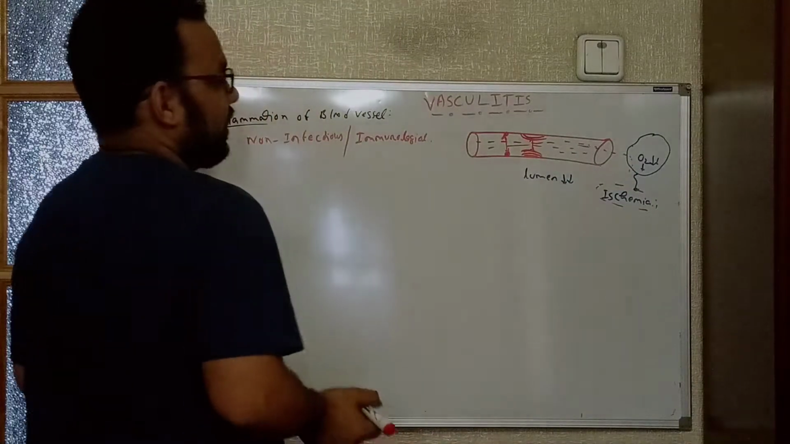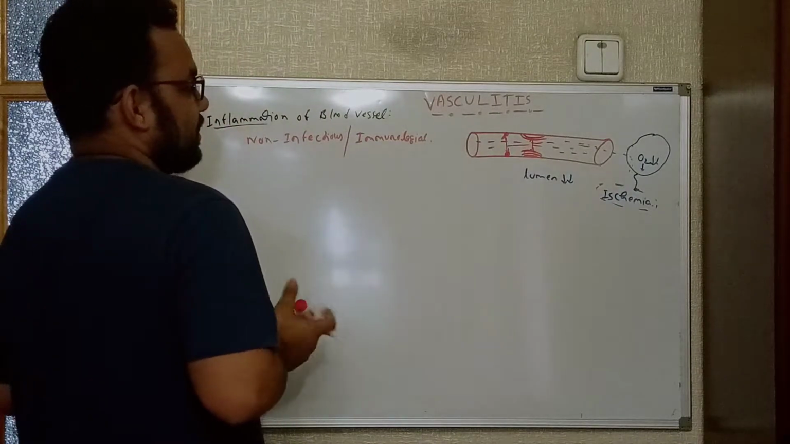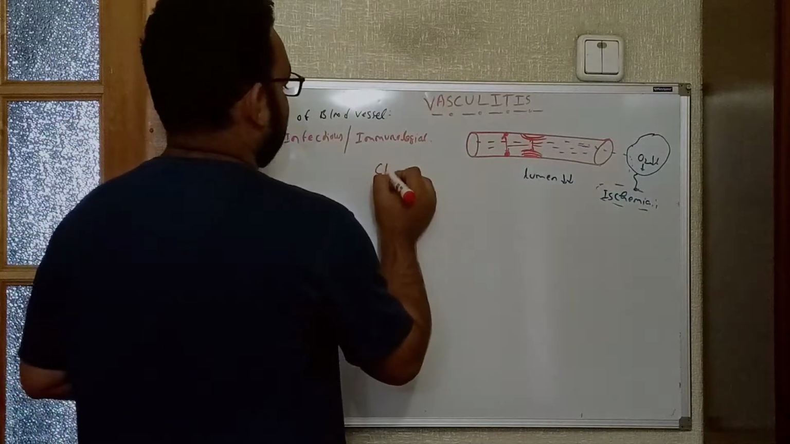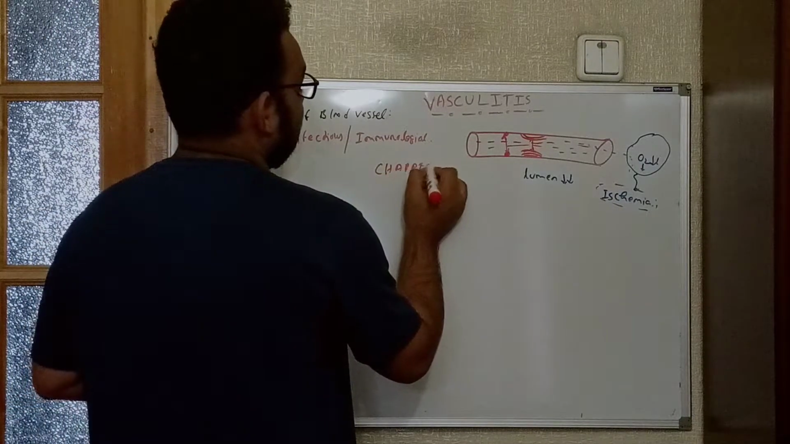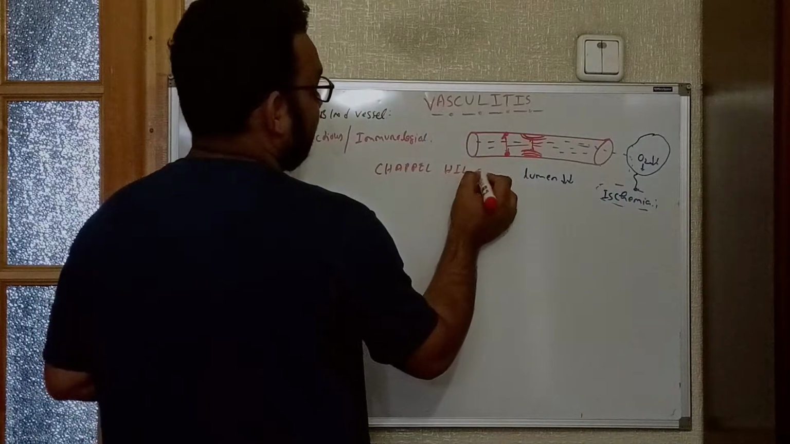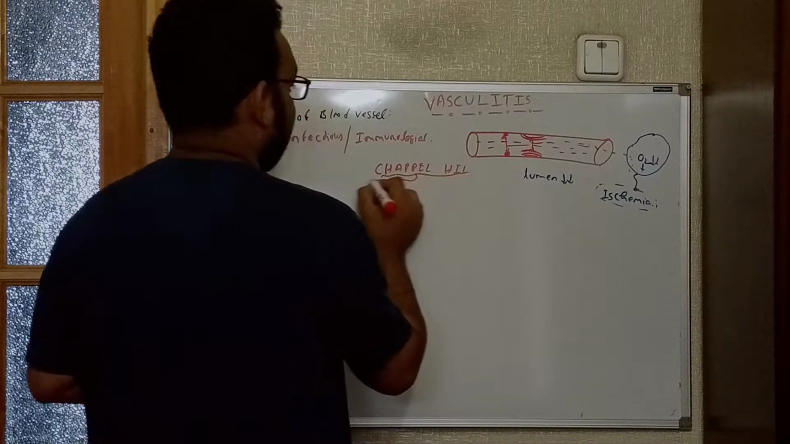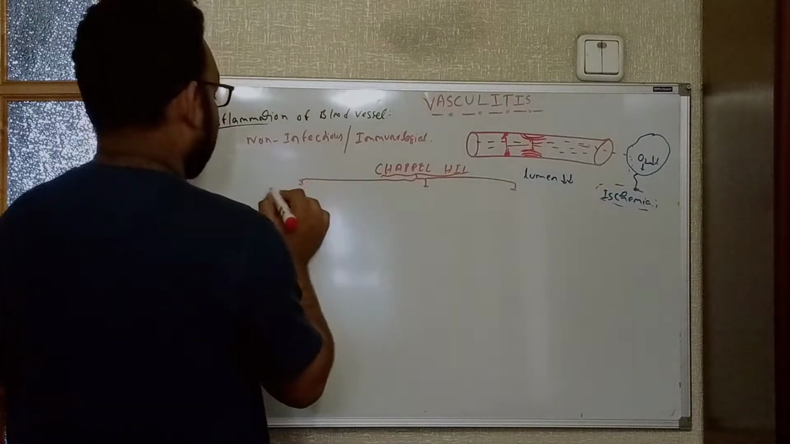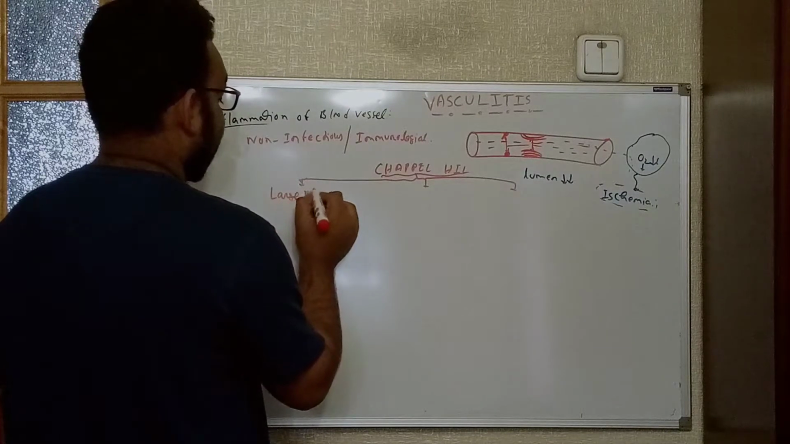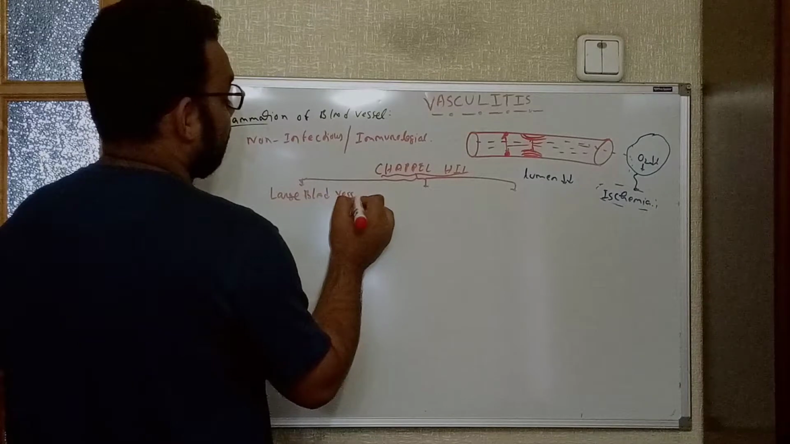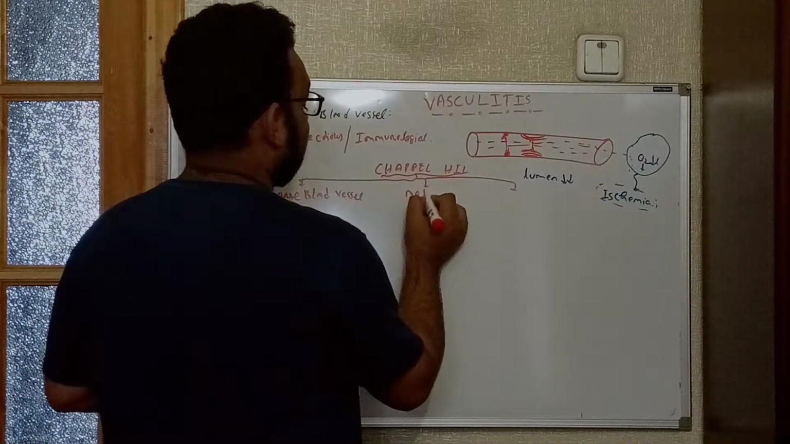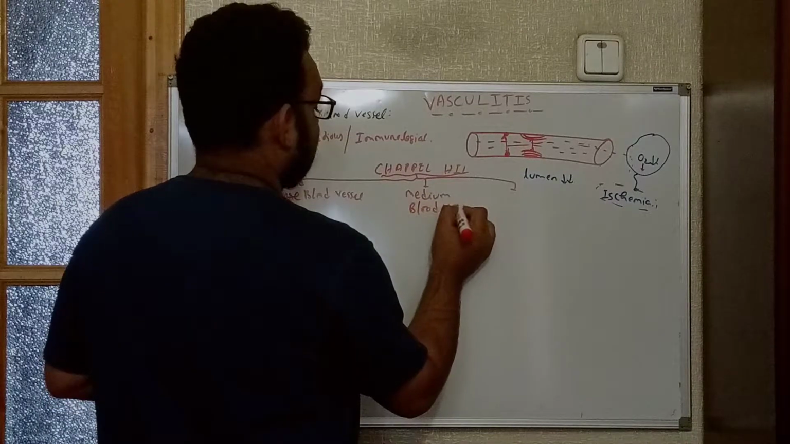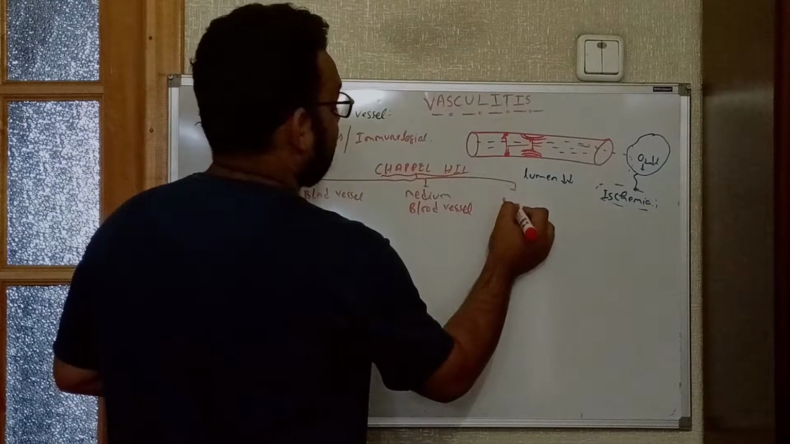Now there are many types of blood vessels in terms of their size and shape. So on the basis of the Chapel Hill classification, we can define vasculitis in three levels. For the first one, we can talk in terms of the large blood vessels. For the second one, the medium sized blood vessels. And for the third one, the small blood vessels.